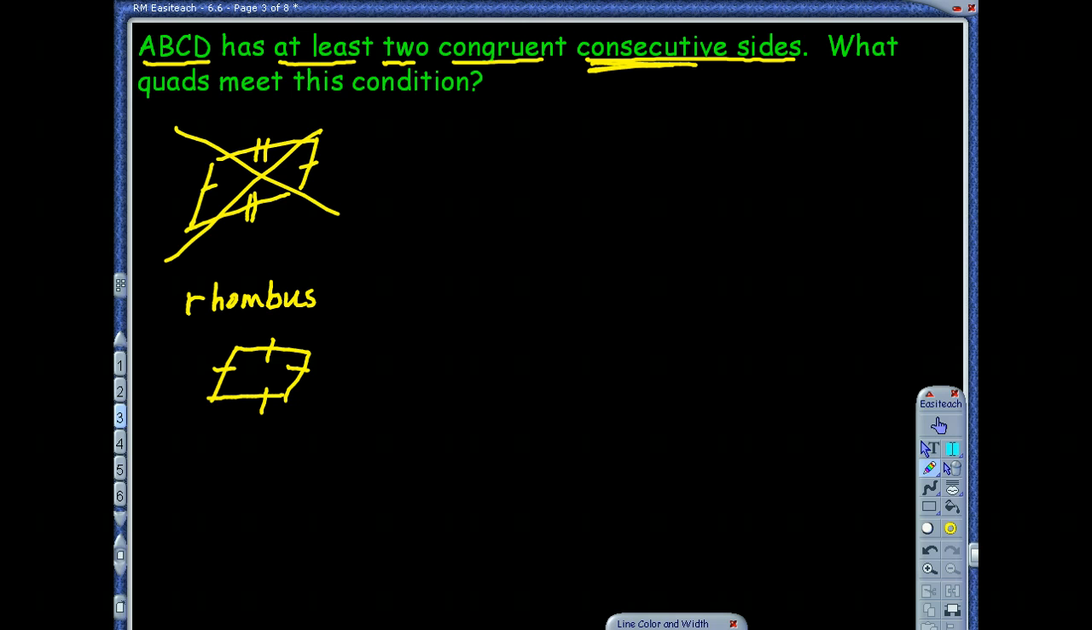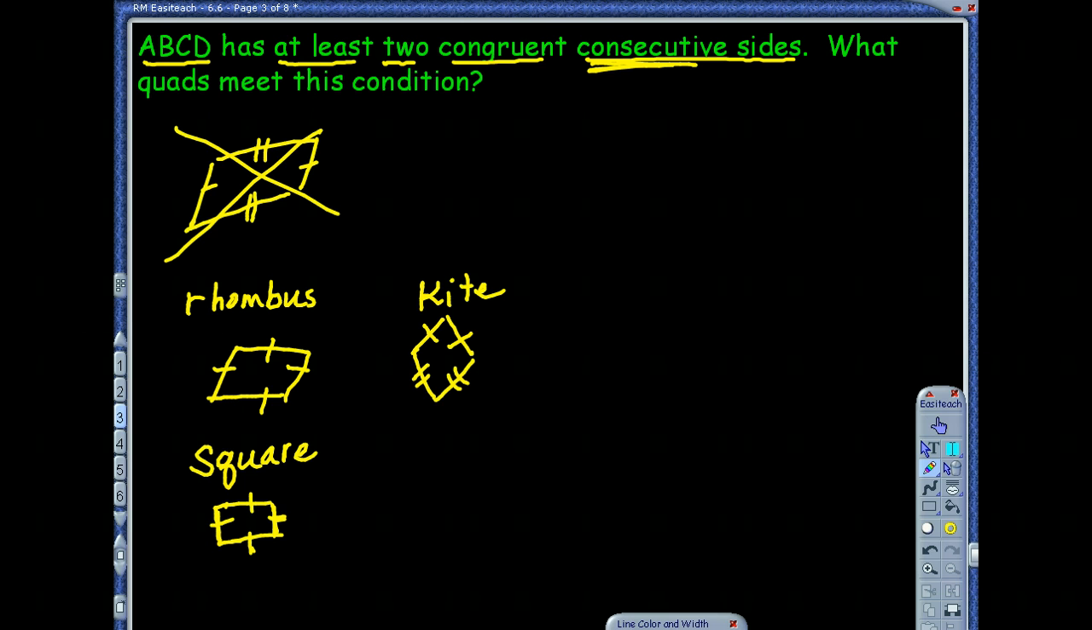Any others? A square. Okay. Because that's a type of rhombus. So if a rhombus works, a square should work as well. And if you need a visual of that, remember, think about all sides being congruent here. Okay, and now I'm thinking consecutive sides being congruent. We talked about that with kites too. Oh, so if I drew a kite, we know it has two pairs of consecutive congruent sides. Do they have at least two congruent consecutive sides? Yeah, they do. So kite would work as well.